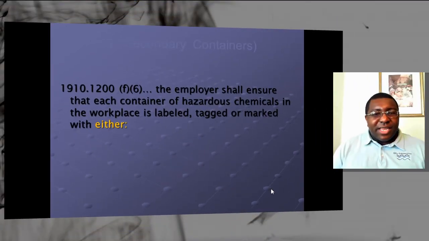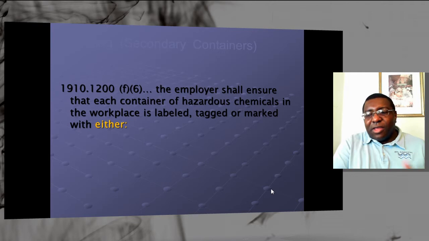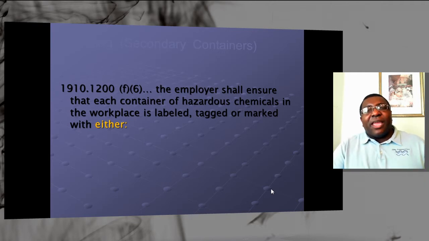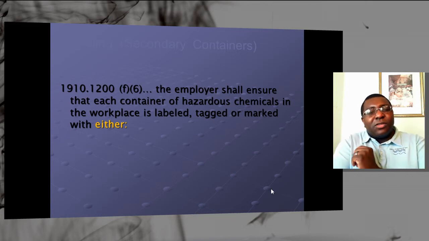Your secondary containers, meaning you get something from the lab, you got your nice big box that came in, and you want to break down this big buffer solution from the big gallon or 2 gallons into something smaller that you can handle. Then you have to also label those things. And that's called a secondary container.